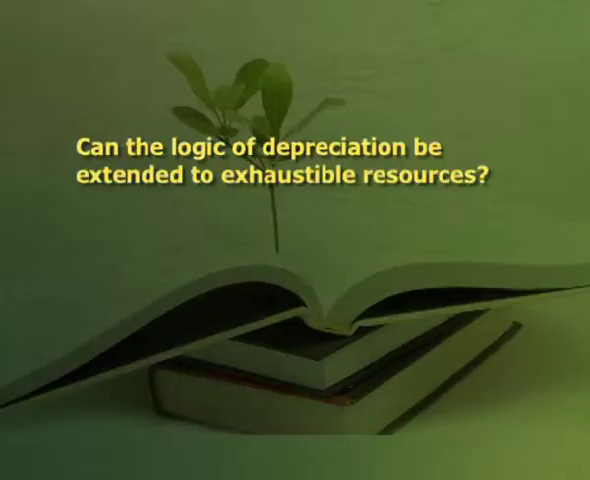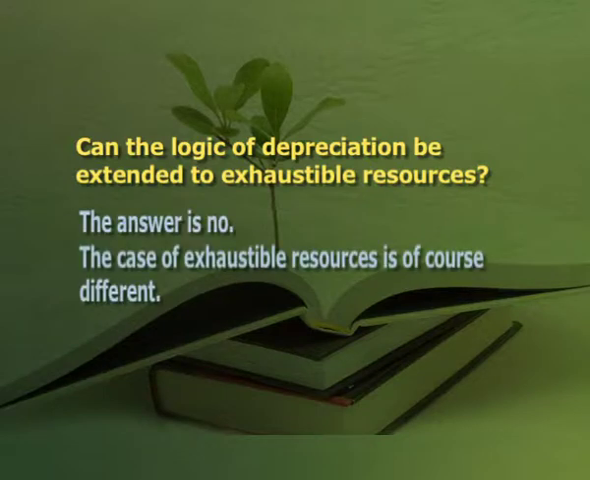Alternatively, at least a satellite system of accounts for natural resources could be developed to arrive at what is currently being coined as green GNP. One of the first questions to answer is, can the logic of depreciation be extended to exhaustible resources? The answer is no. The case of exhaustible resources is of course different. Extracting it now can in no way assure constancy or improved welfare in the future.